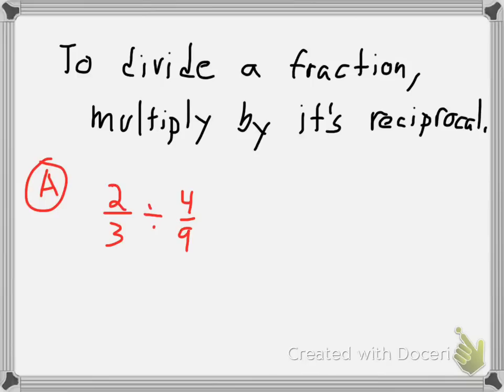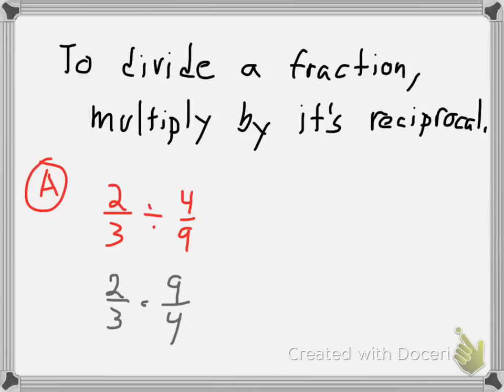So we have example A is 2/3 divided by 4/9. Again, instead of dividing, we're really just going to multiply by the reciprocal. So I'm going to rewrite this as 2/3 times the reciprocal, 9/4. It's only the second fraction that gets flipped. It's the second fraction which ends up being the reciprocal, which you flip upside down. So the first one, 2/3, stayed the same. The second one, we multiply by the reciprocal, 9/4.